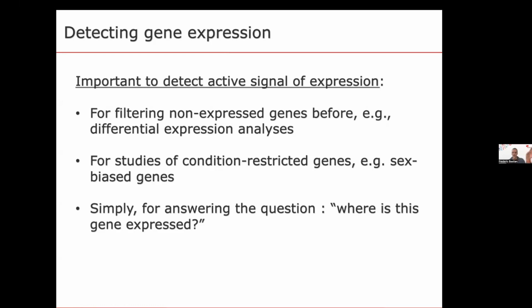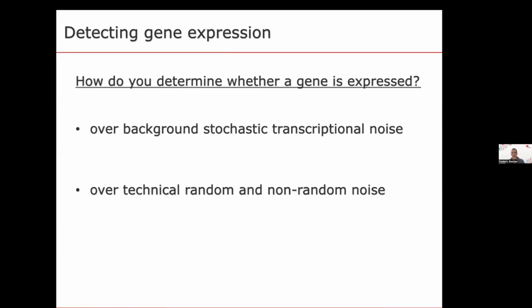So it is interesting to have this level of binary information. This gene is expressed in male, it is not expressed in female. And finally, just for answering the question, if you are interested in a specific gene, where is this gene expressed? You will have varying levels of expression in hundreds of conditions. Where do you put the threshold to say, this is where this gene is important? And this is the information that Bgee can provide.